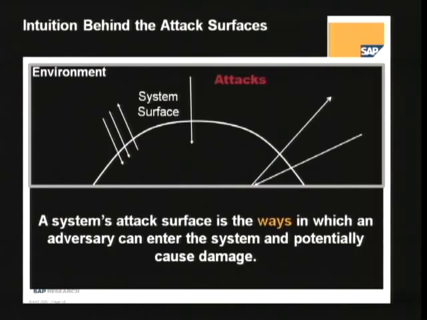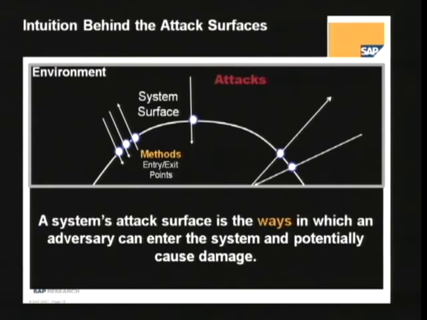So, okay, what is the intuition behind the attack surface? Consider a system. A system always lives in an environment, right? So we have the system surface, and the system interacts with its environment through the system surface. This is a kind of abstraction. So a system's attack surface is the ways in which an attacker can enter the system and potentially cause damage. So the question is now, what are these ways?